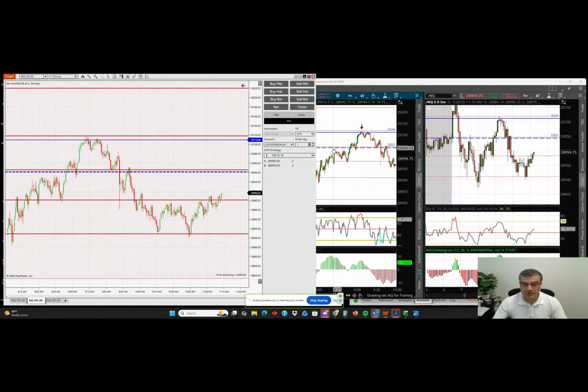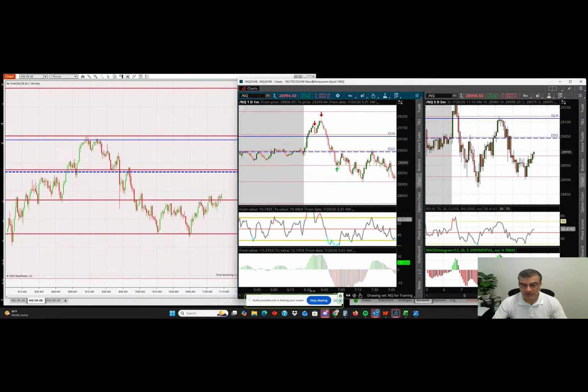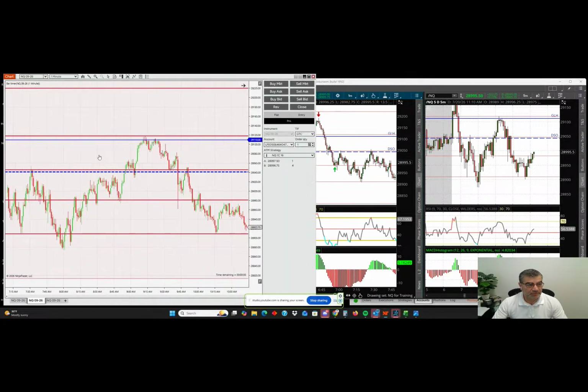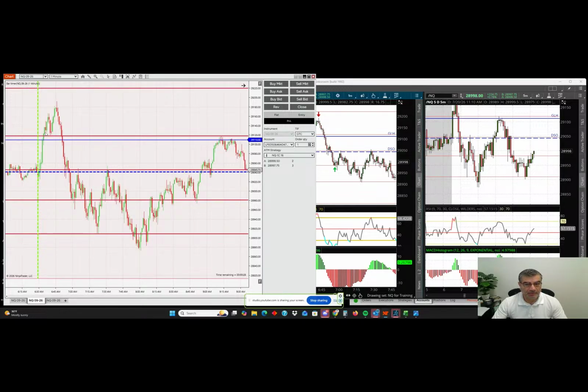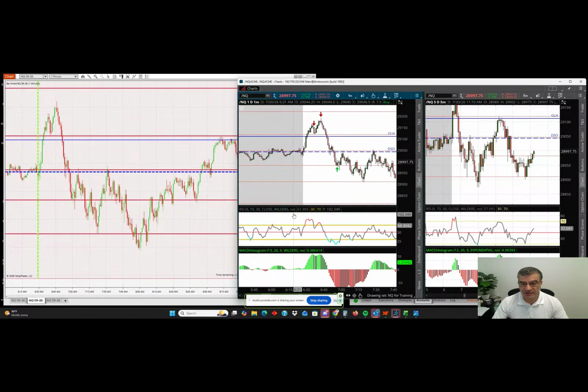Actually, I want to do it this way so I don't lose you guys. There we go. So it came back down and tested the TMT support and resistance level right there, and it went back up. But it wasn't able to have any power or force to continue going. It reversed back down, and look at the divergence here, guys.